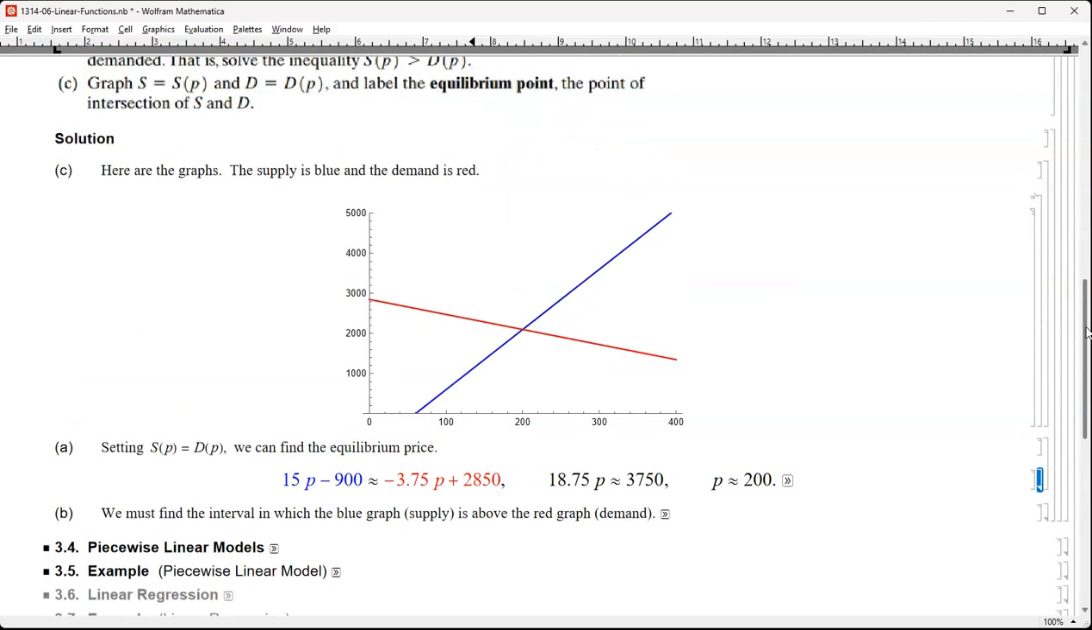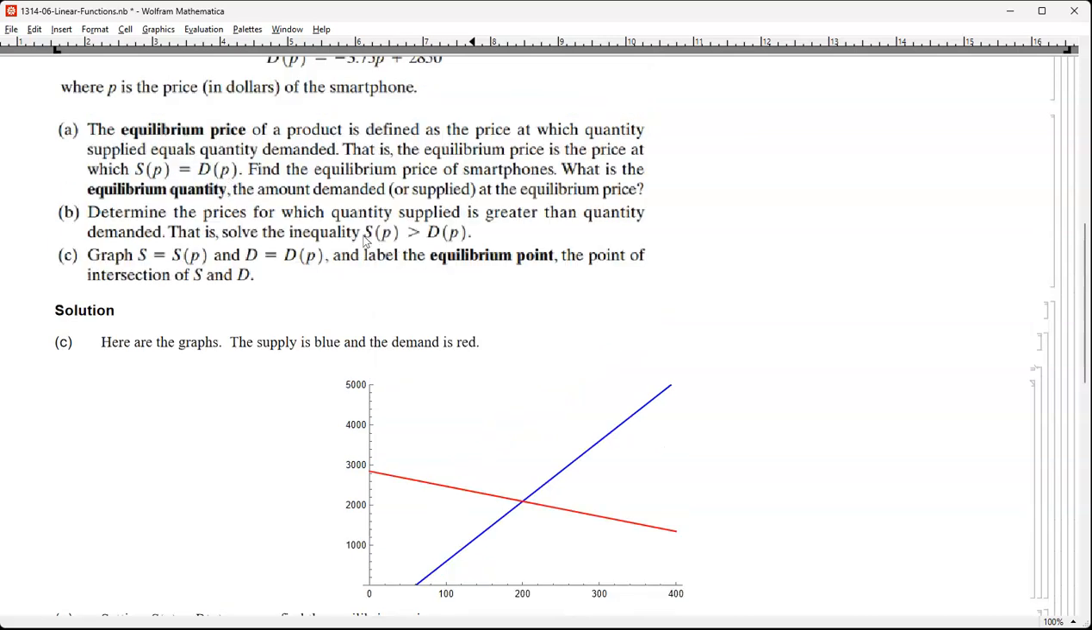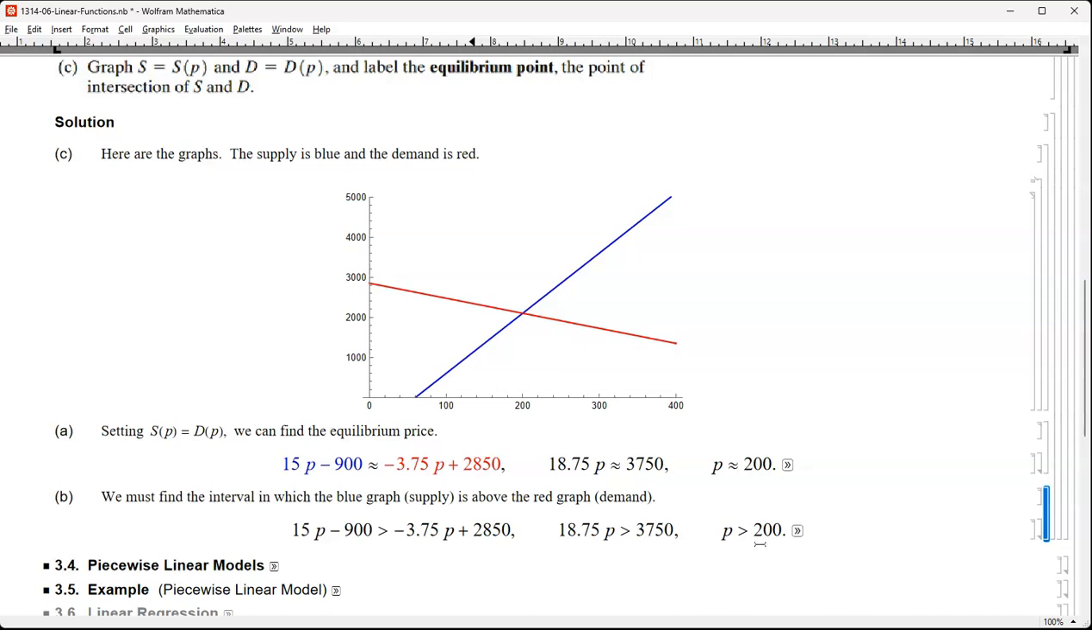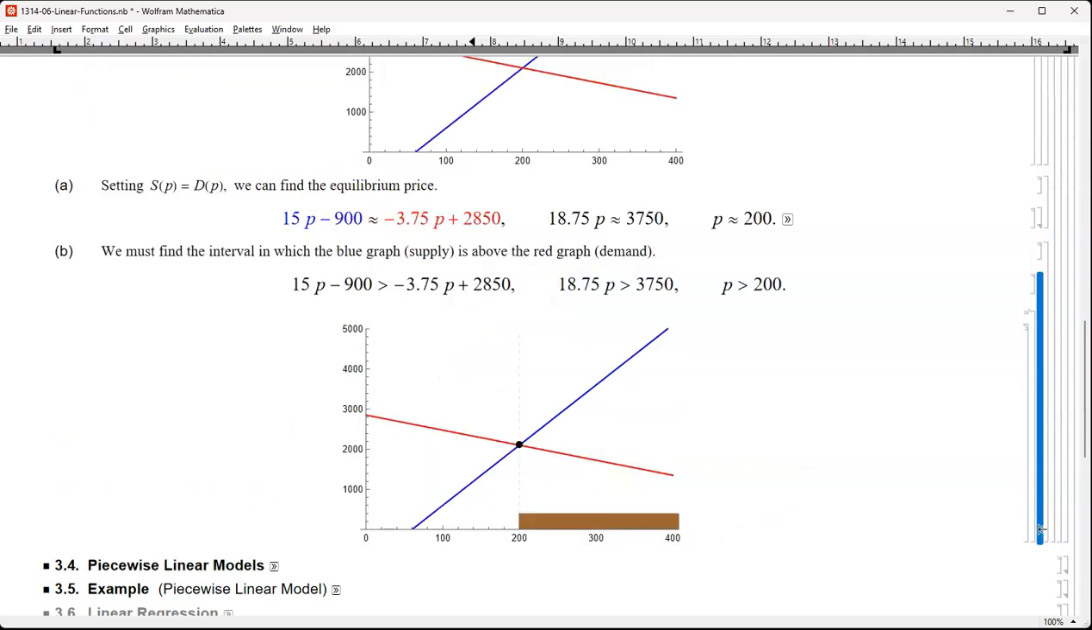That's going to be the fair price. Now, we must find the interval in which supplies are bigger. More supply than demand, so blue is bigger. So more supply than demand, price will go down to the equilibrium. So 200 or greater, so 200 or more. That's the right-hand side. Here's a visualization. That part, the right-hand side.